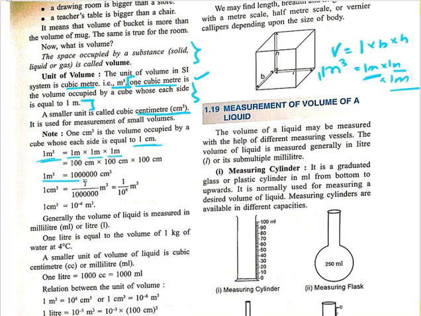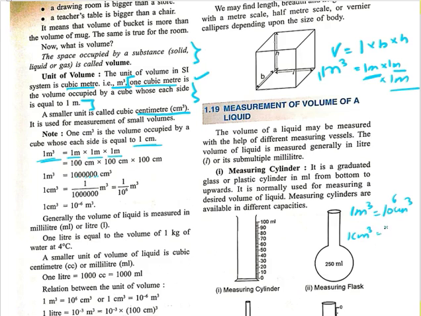1 centimeter cube. So this is one formula. So 1 meter cube equals this much, and 1 centimeter cube equals this much. If I write it in the mathematical way, 1 meter cube is equal to, how many zeros are there? 1 2 3 4 5 6. It is 10 to the power 6 centimeter cube.